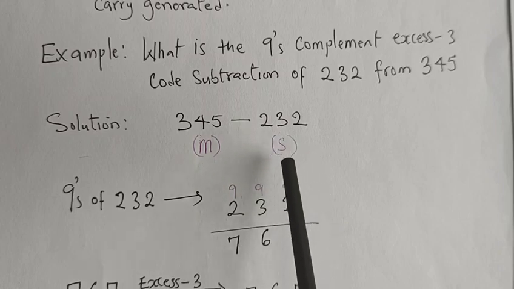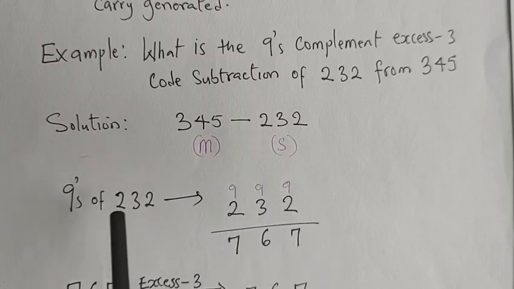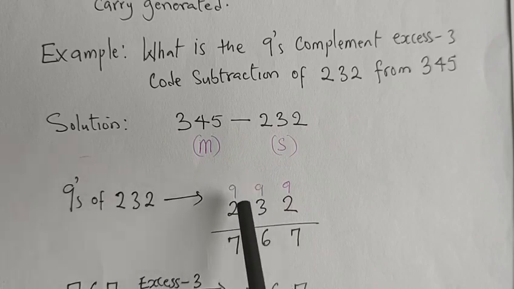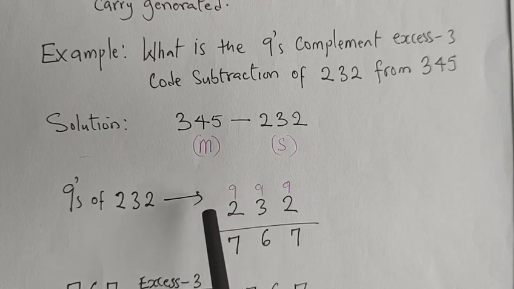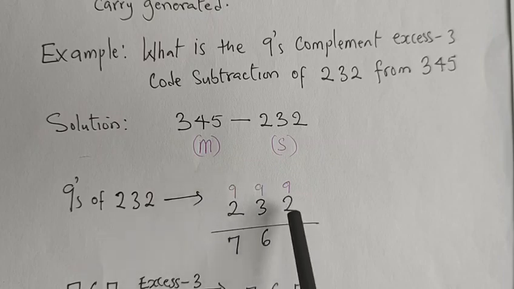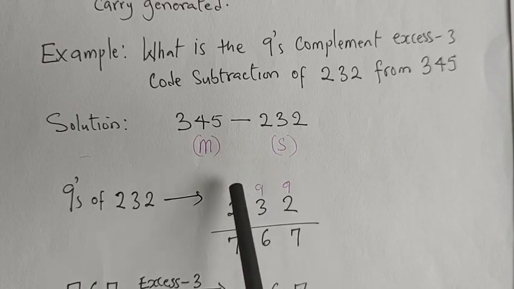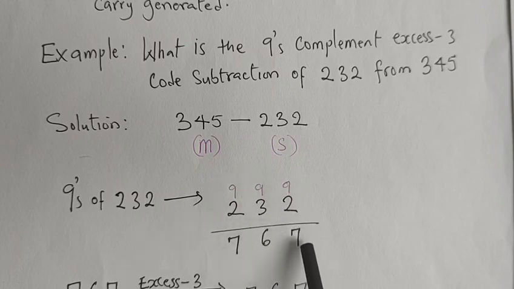So according to the rules, we need to take the 9's complement and the excess 3 code for the subtract n. Taking the 9's complement means we have to subtract each and every digit from 9. So we say 9 minus 2, 9 minus 3, and 9 minus 2. This gives us 7, 9 minus 3 gives us 6, 9 minus 2 gives us 7. This is how we arrive at the 9's complement.